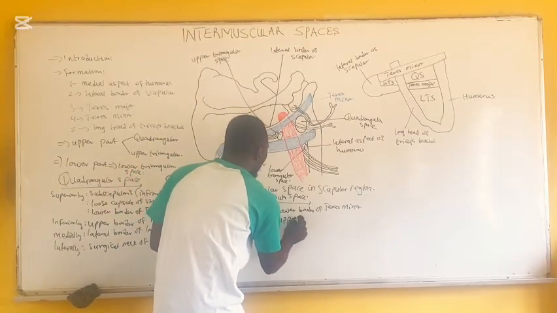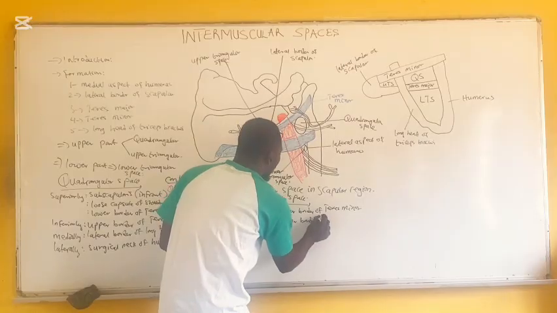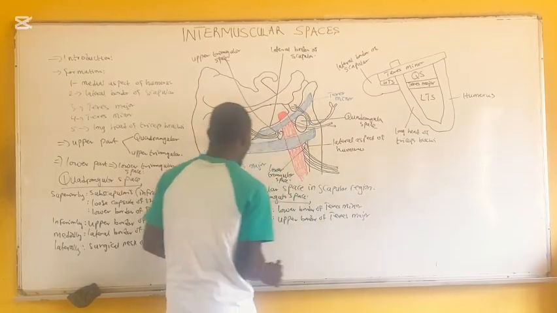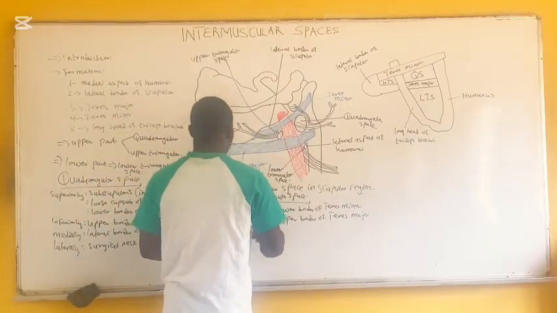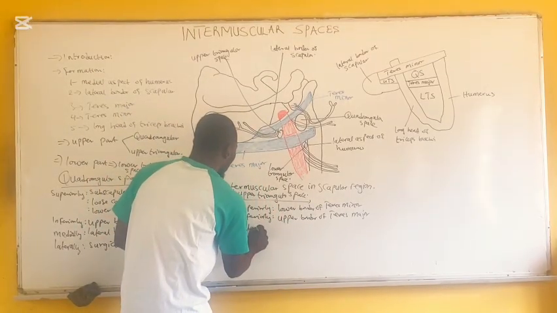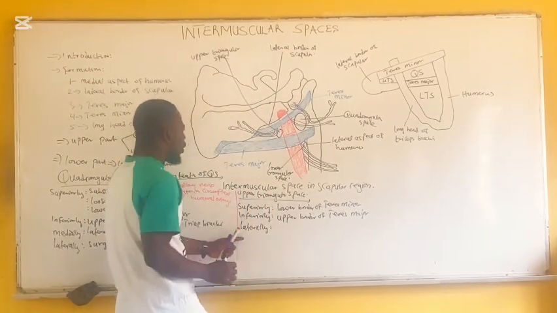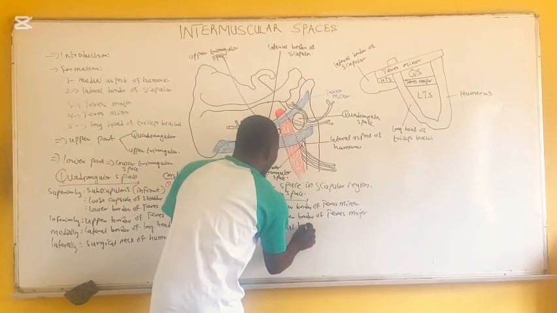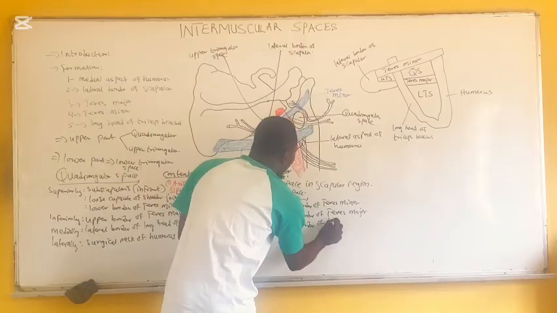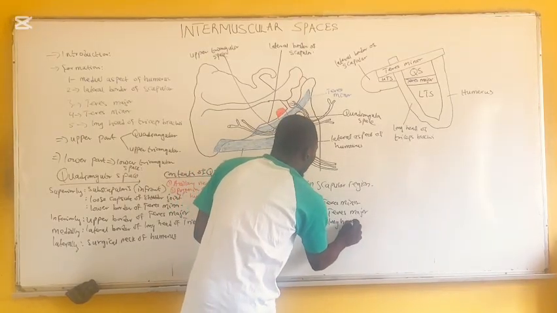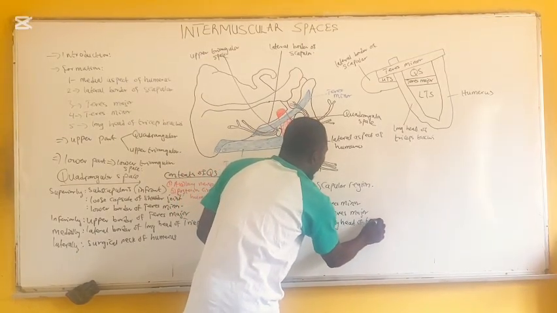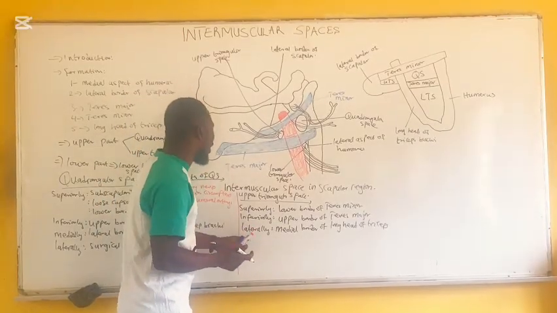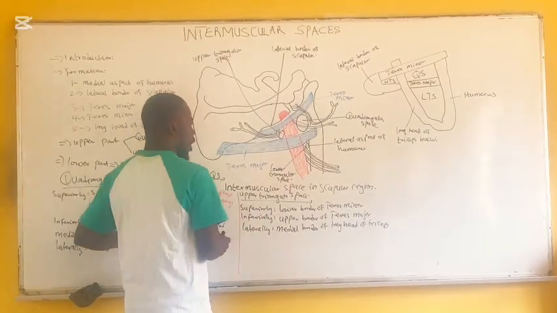By the upper border of teres major, and it is bounded laterally by the medial border of the long head of triceps. These are the boundaries of the upper triangular space: superiorly, inferiorly, and laterally. It is triangular, so it does not have a medial boundary.